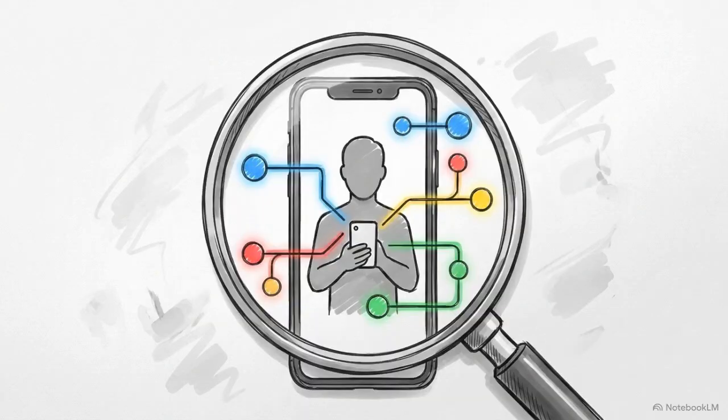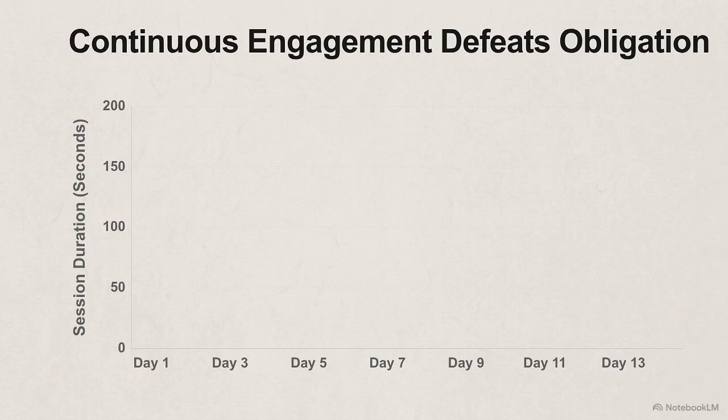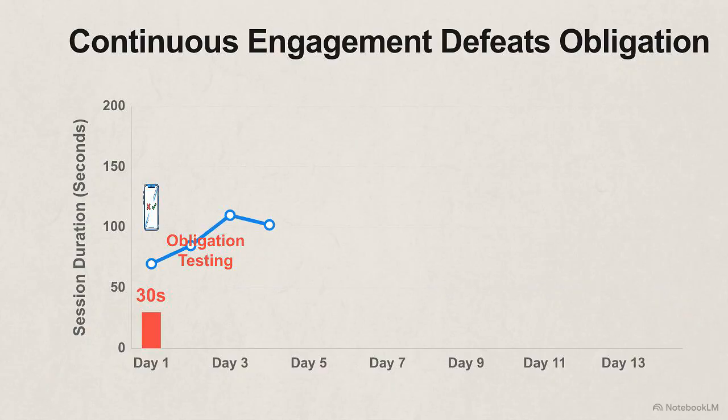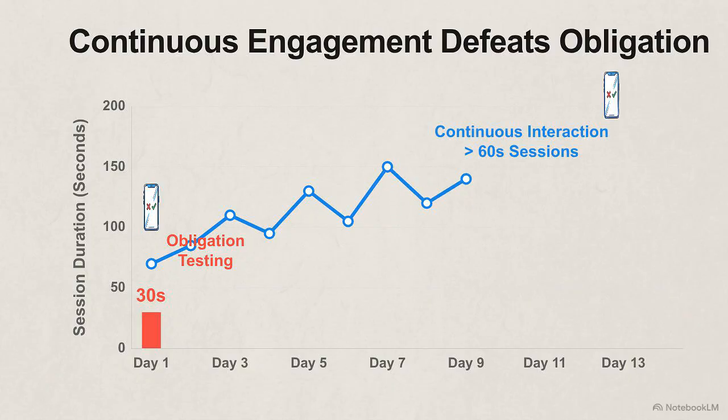We need to check your app analytics to see exactly what those users were doing. This compares two behaviors. On the left, obligation testing, users opening the app once for 30 seconds. On the right, continuous, varied interaction. A valid tester opens the app 8 to 10 days. Sessions last over a minute, and they navigate multiple distinct screens.